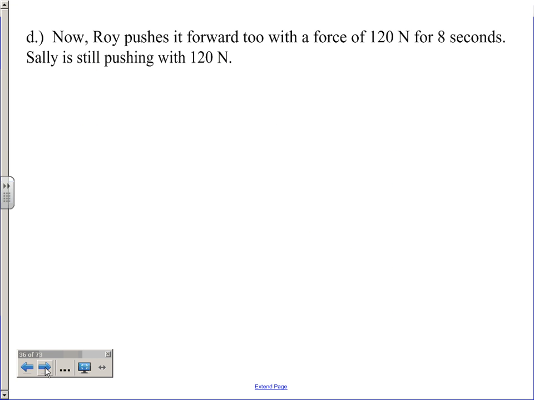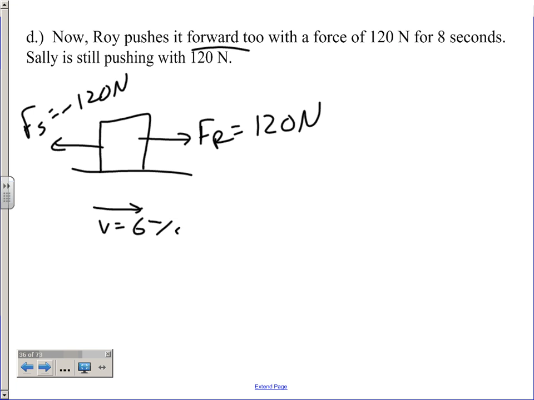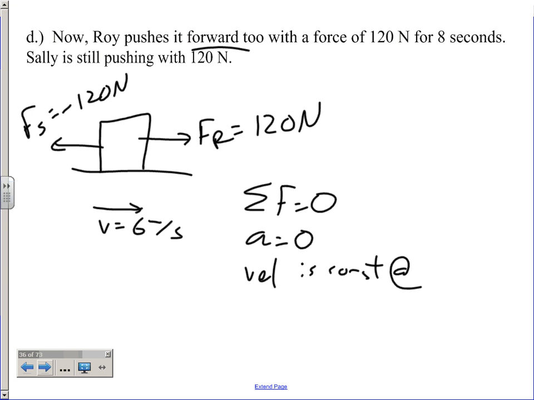All right, part D, now Roy's going to push it forward also with a force of 120 newtons for 8 seconds, and Sally's still pushing. So now we've just got this. I'm going to do this one pretty quickly. Roy's pushing now. He's pushing forwards with 120 newtons. Sally's still pushing back with 120 newtons. Remember, our velocity was 6 meters a second from the previous part. So what's going to happen? Well, our net force is 0, right? Which means our acceleration is 0, and the velocity is going to stay constant at 6 meters a second. Okay?